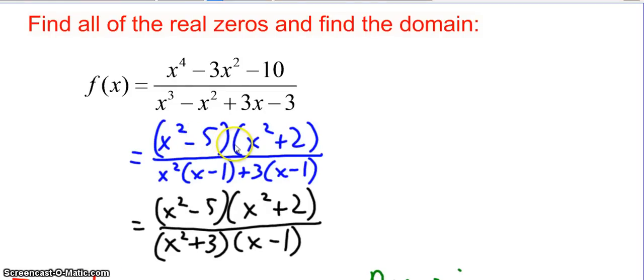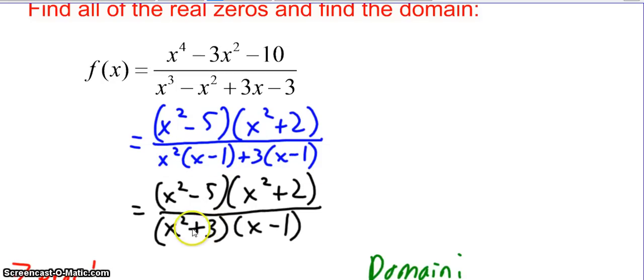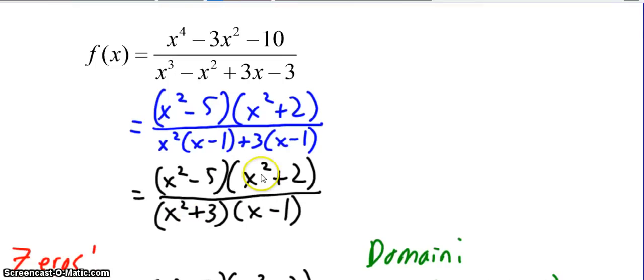Okay, so here the first thing I did was I factored the numerator into (x squared minus 5) times (x squared plus 2), and I factored the denominator by grouping. So first I took out an x squared from the first two terms and a 3 from the second two. So then the denominator became (x squared plus 3) times the quantity (x minus 1). So the black here is fully factored.